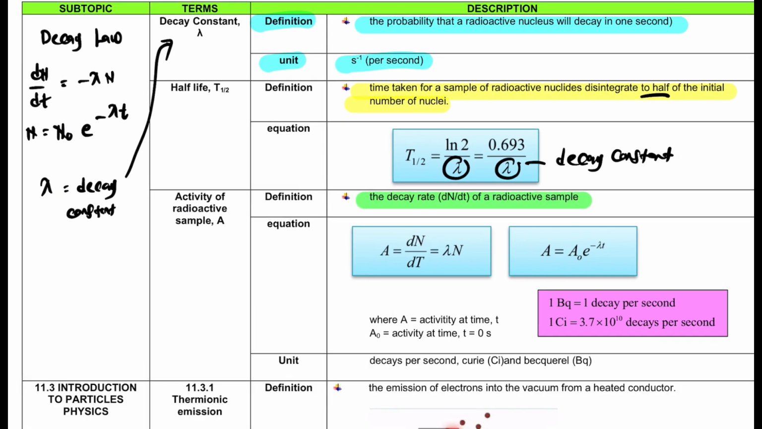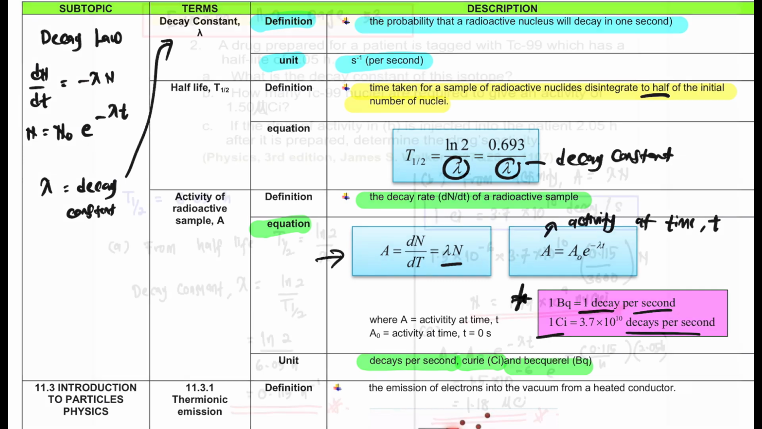Okay, next is the activity of a radioactive sample, which is defined as the decay rate of a radioactive sample. So the equation is A equals dN per dt, or equals lambda N, and there is another equation which is A equals A naught exponent negative lambda t, where A is the activity of the nucleus at time t, and A naught is the original or initial activity. Please take note of the unit conversions in the table: 1 becquerel and 1 curie equal how many decays per second. Please don't forget that the unit for the activity is decays per second, curie or becquerel.